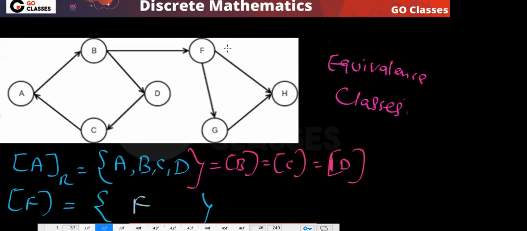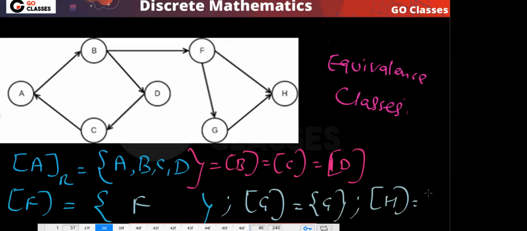you can notice F comma H are not strongly connected. There is a path from F to H, but there is no path from H to F. There is a path from F to G, but there is no path from G to F. So this is the equivalence class of F. What is the equivalence class of G? That is G itself. And what is the equivalence class of H? That is H only. So in this, you can notice 4 equivalence classes we have.